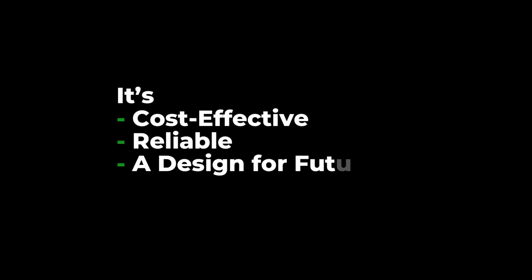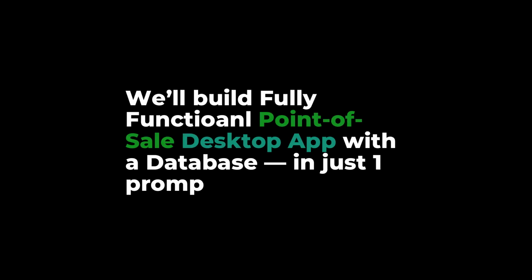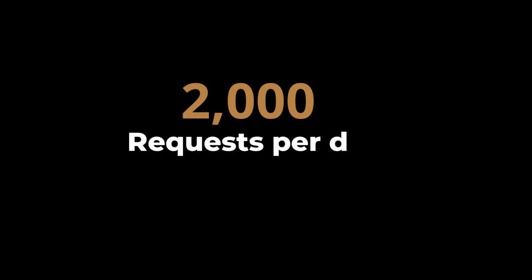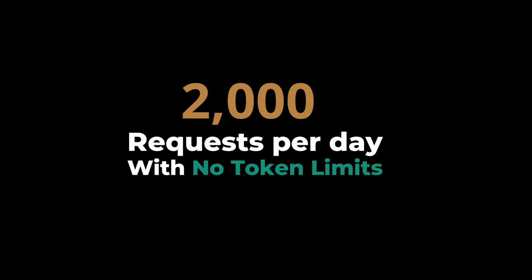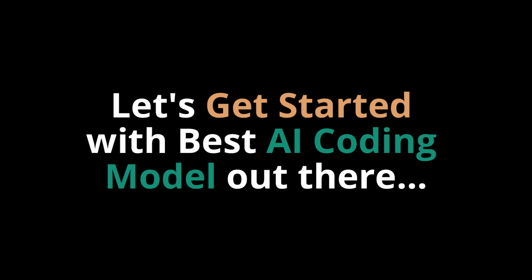But one thing that he is right about is that this is absolutely necessary. This is the way we should be coding with AI. It is cost effective, reliable, and designed for future proof prompting. In this video, I will show you how to use it practically in a simple way. We will build a fully functional point of sale desktop application with a database with just one prompt using Qwen3 Coder. It's free. It will give us 2000 requests per day with no token limits. Let's get started with the best AI coding model out there.